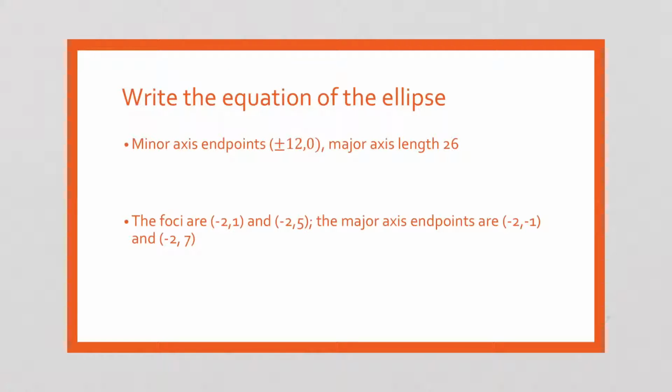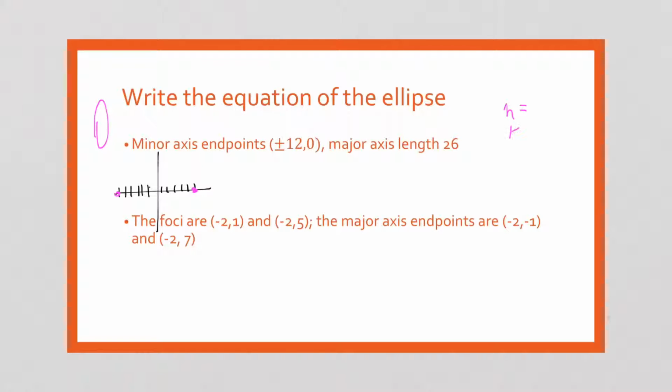So, on these, minor axis endpoints, major axis length. So they're telling us, if we think about drawing it, plus and minus 12, 0, so 2, 4, 6, 8, 10, 12. Now, these are the minor axis endpoints, which tells me that my ellipse is going to go up and down. So this is a y squared equation.